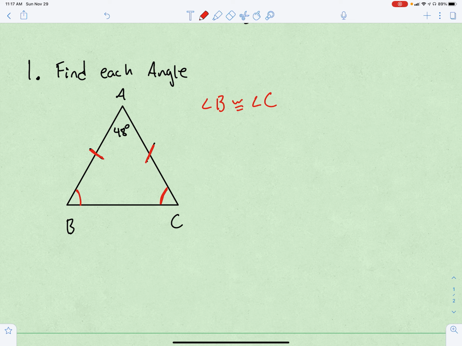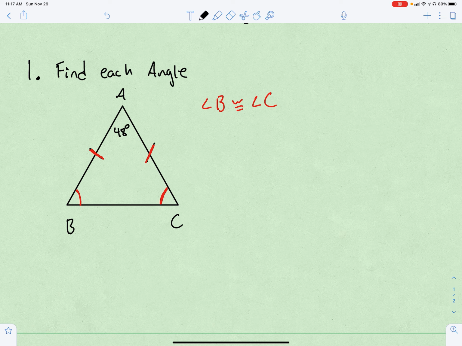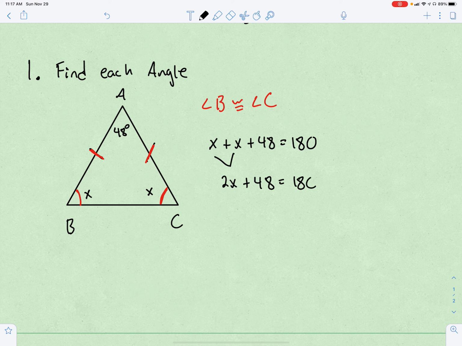So angle B is congruent to angle C. Well, in this picture, they don't tell us anything about the angles. They don't tell us what they are. When we don't know something, we label it as X. So I'm going to go ahead and label these two angles as X. They're both X because we know they're both the same. We don't know what they are. Now, since I have something on all three angles, we know from a ton of practice that all the angles in a triangle add up to 180 degrees. So I'm going to add these three things up. So that would be X plus X plus 48 equals 180 degrees. Combine like terms, X plus X is 2X plus 48 equals 180 degrees.